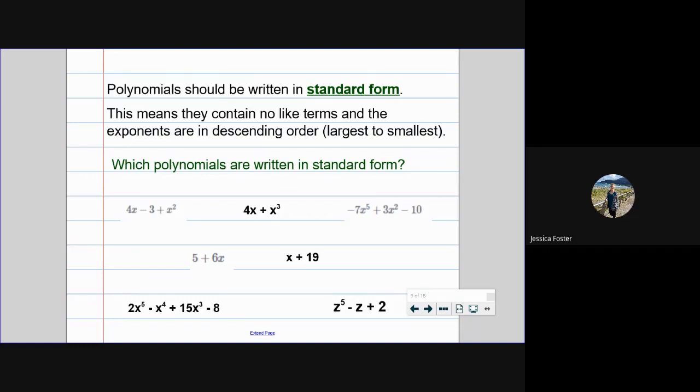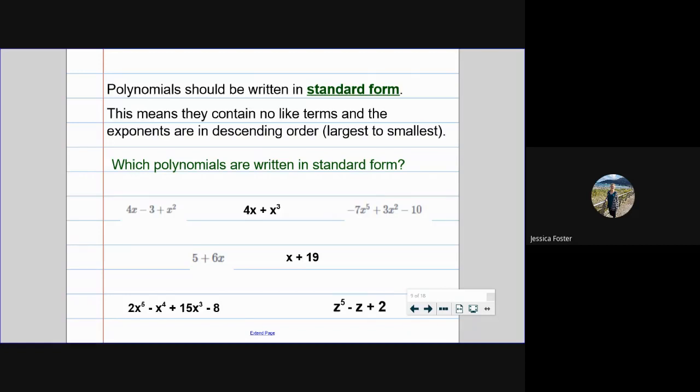standard form. Now, to write a polynomial in standard form, this means that they don't have any like terms, so we can't simplify it, we can't combine it anymore, and the exponents are in descending order. Descending just means that we list them from largest to smallest. So when we're looking, I've got a bunch of different polynomials on the board here, and I'm just going to go through and I'm going to identify which ones are written in standard form.